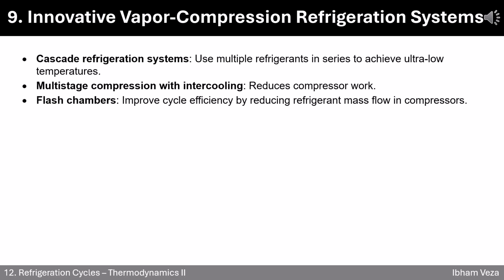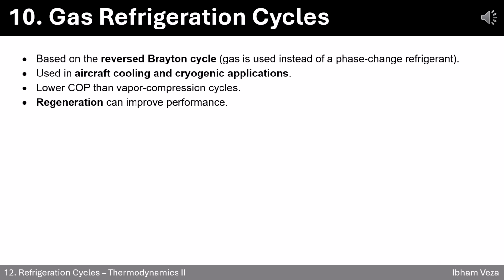Flash chambers add another clever trick by removing excess vapor after throttling, meaning less vapor goes through the compressor. The result? A smarter, more efficient refrigeration cycle that saves energy while delivering better performance. 10. Understand when gas refrigeration makes sense. Not every refrigeration system uses liquids.